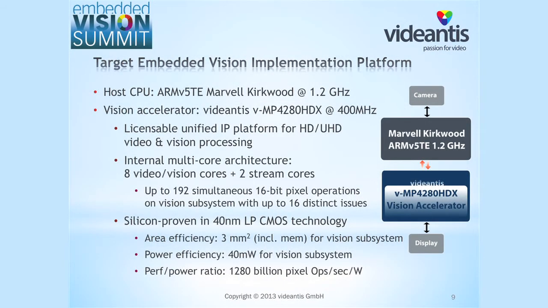I would also put some numbers to implementing this on a specific platform and not doing it in general, because only if you talk about power, you need to talk about a specific platform. The platform we used is, on one hand, an ARMv5 1.2 gigahertz processor, and attached to that is one of our accelerators. To give you an idea what this IP is capable of, it can basically perform up to 192 simultaneous 16-bit pixel operations. You don't have to use all of that, but it can if you need to.